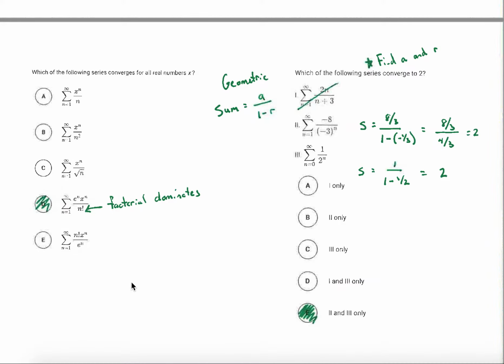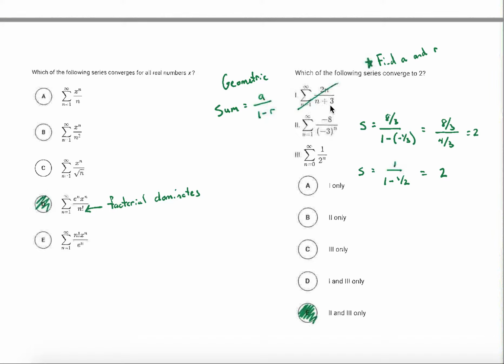Which one converges for all real numbers x? Well, see this factorial down here? This is going to dominate. Here the exponential is going to dominate, exponential over factorial. This is actually never going to converge. And then this one's going to converge for all x, because it doesn't matter what you make the exponential, since the factorial is in the denominator, it's going to dominate.